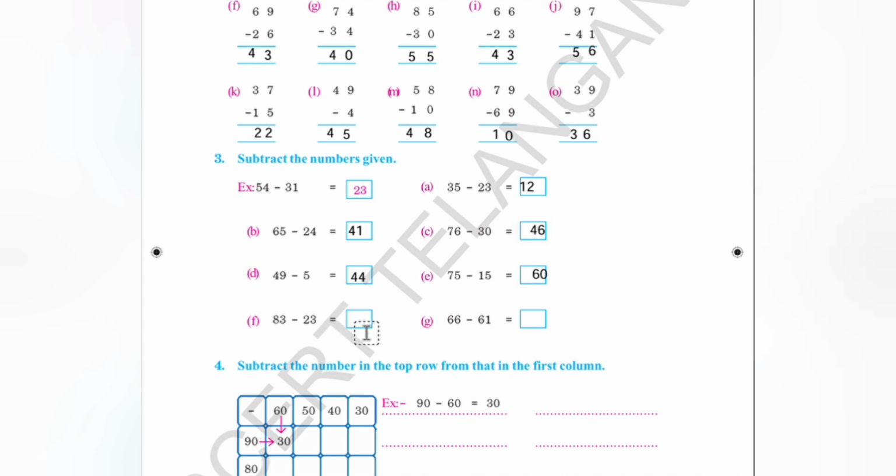83 minus 23. 3 minus 3 is 0. 8 minus 2, 6. 66 minus 61. 6 minus 1, 5. 6 minus 6, 0.